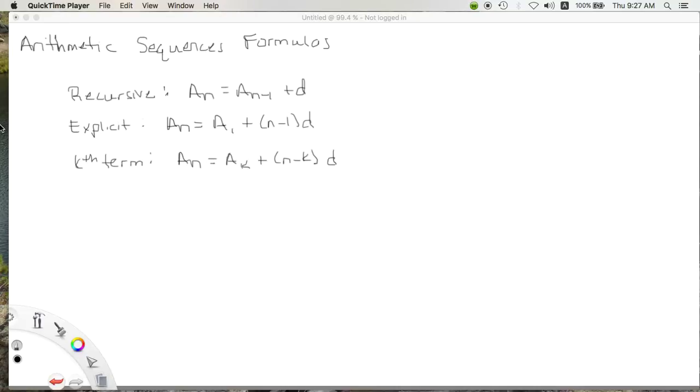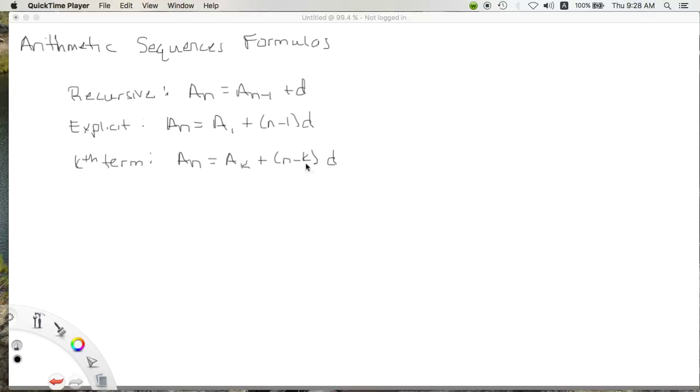Arithmetic sequences are one that we're going to focus on for several different items. So we're going to look at some formulas for those in this lecture. We looked at the recursive formula, which was add the common difference to the one before it, and we looked at the explicit formula for the general term. And then we also can look at this formula here.